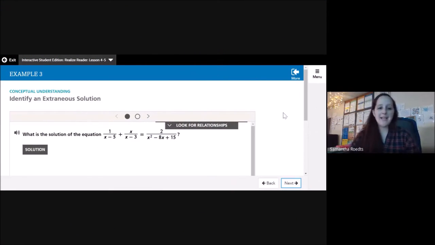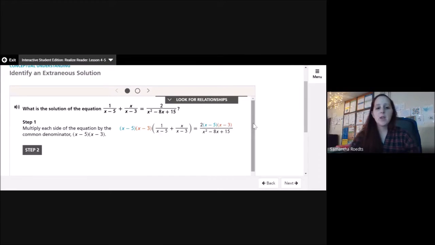All right, example 3, identify an extraneous solution. What is the solution of the equation 1 over x minus 5 plus x over x minus 3 equals 2 over x squared minus 8x plus 15? I multiply each side of the equation by the common denominator, which is x minus 5 times x minus 3.